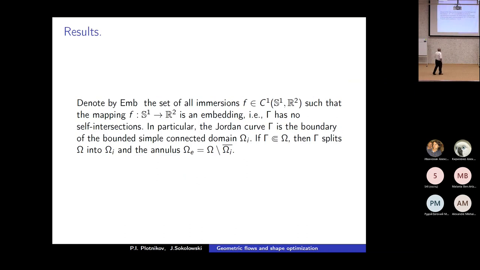Okay. Now, denote by this set the set of all immersions where the curve has no self-intersection. In other words, f is an embedding. And that's all of the class C1.